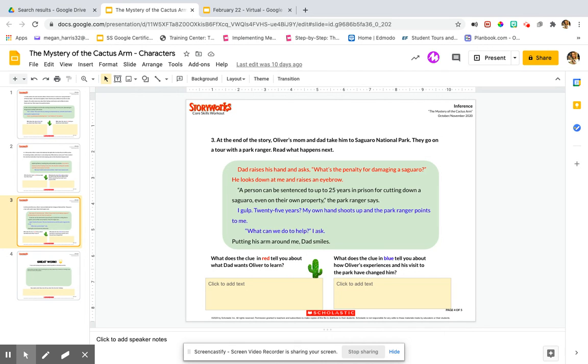I gulp. 25 years? My own hand shoots up and the park ranger points to me. Well, what can we do to help? I ask. Putting his arm around me, Dad smiles.